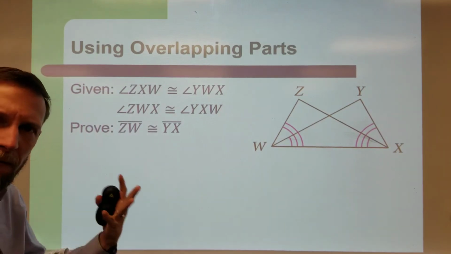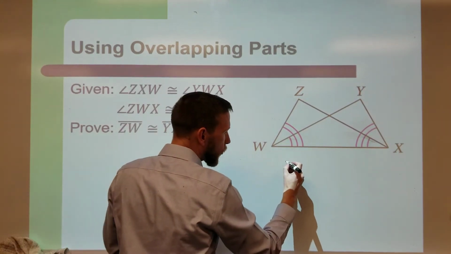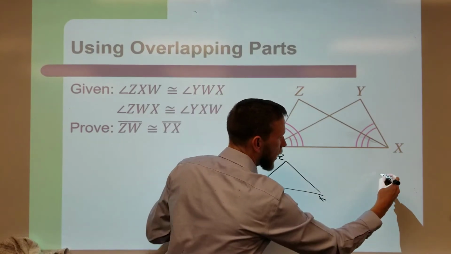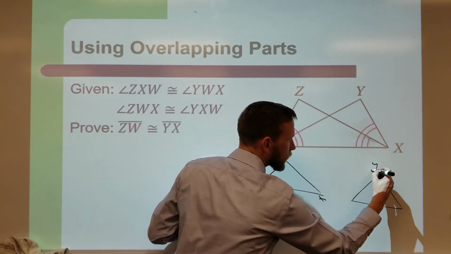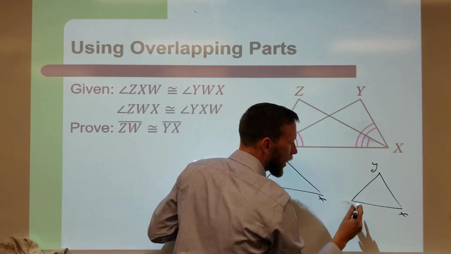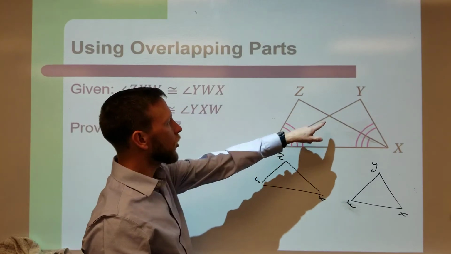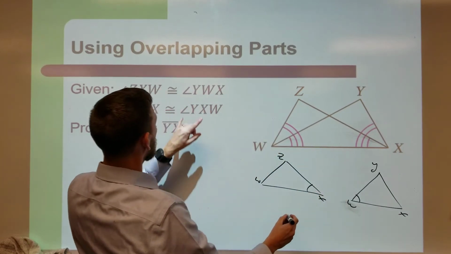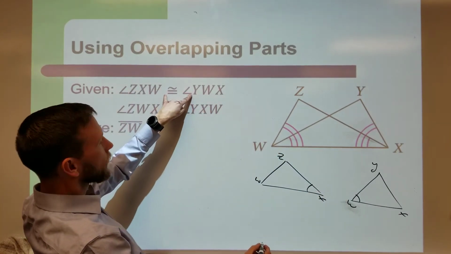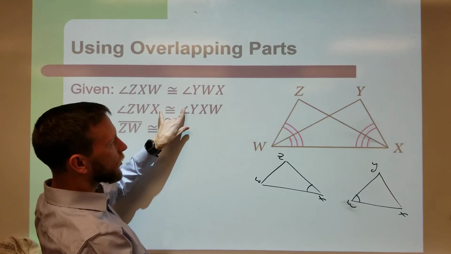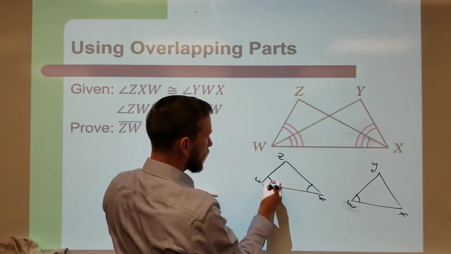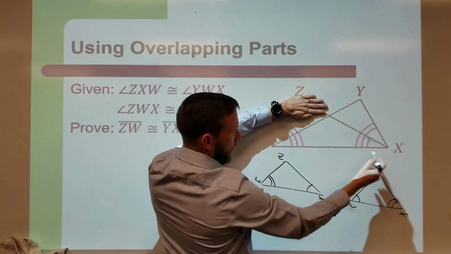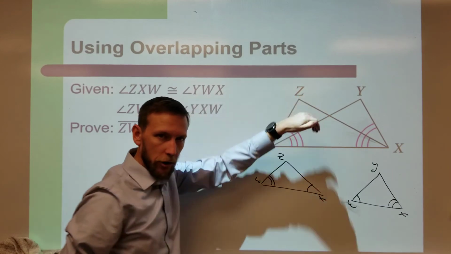In order to visualize this well, I want to redraw those triangles. I want to draw ZWX, and I want to draw YXW, and I want to label what I know. I know that the angle YWX and the angle ZXW are congruent. That's what I am given right here. I also know that ZWX, the big angle, and YXW, the big angle over on this part right here, are congruent to each other.